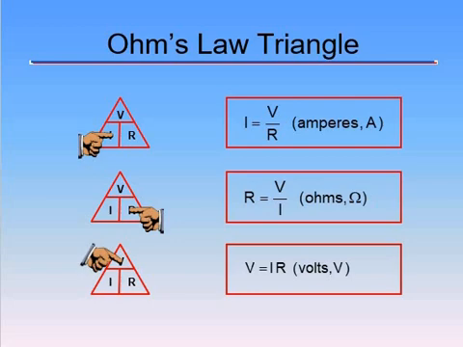If you look at the middle picture, and you point to R, it means you're solving for R. R is voltage divided by current, or V over I, and R's unit is ohms. Lastly, if we want to find voltage, it's the bottom triangle, so you point to the V. V equals I times R. Okay, and the unit of voltage is volts.